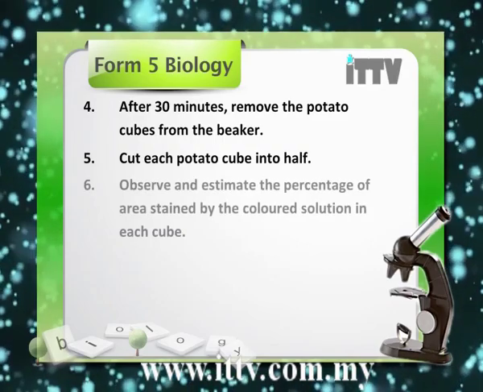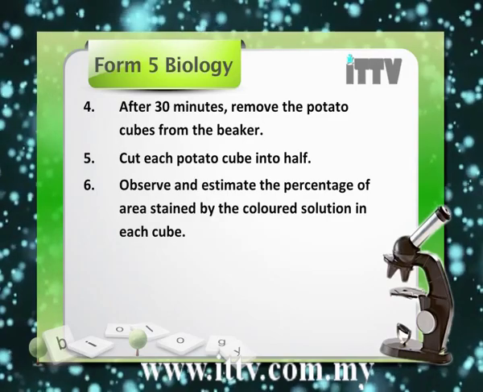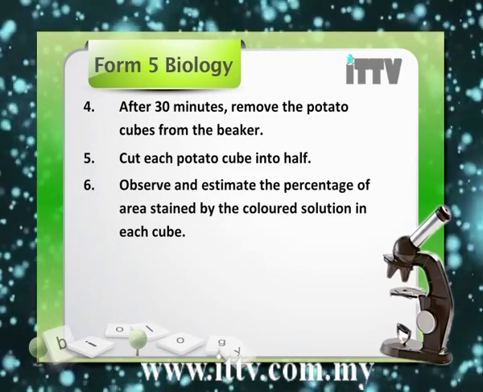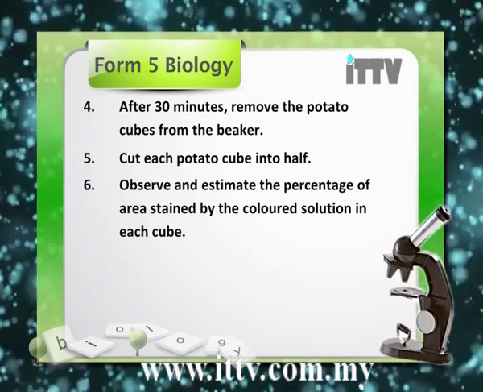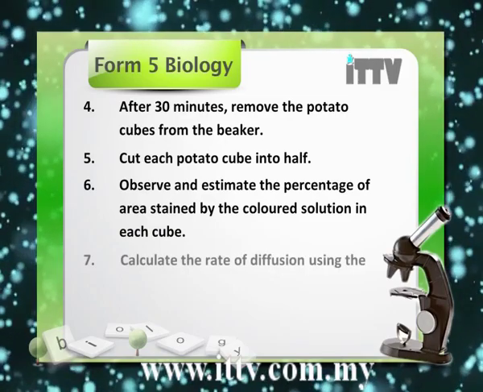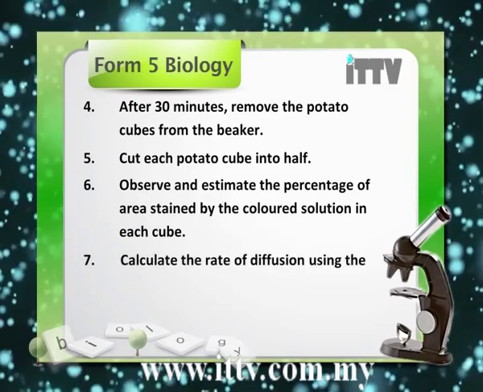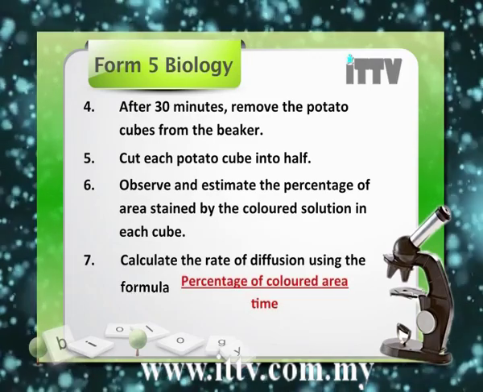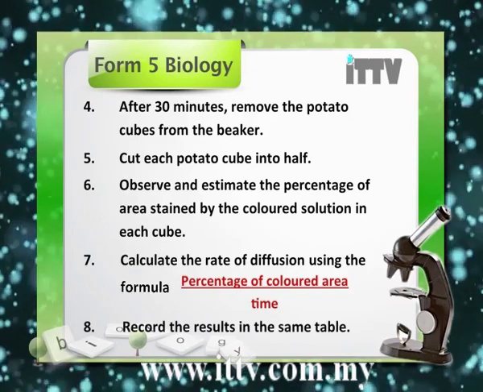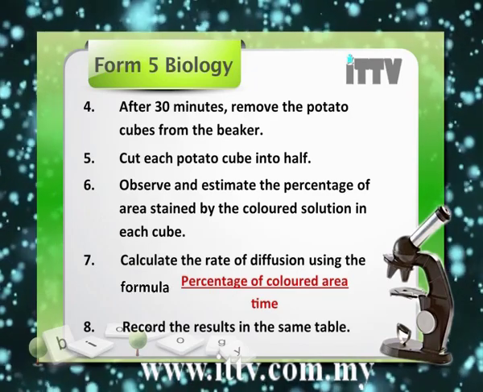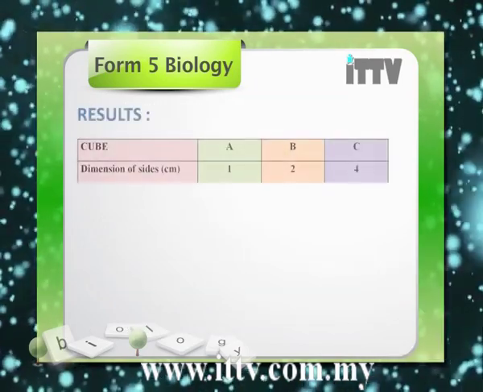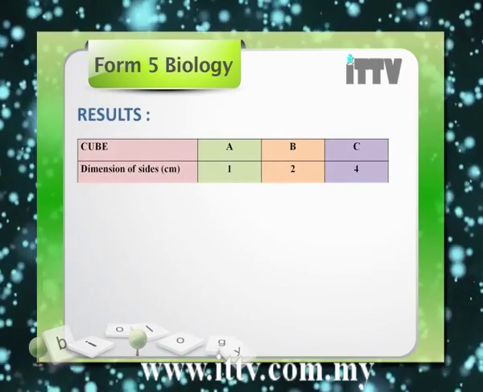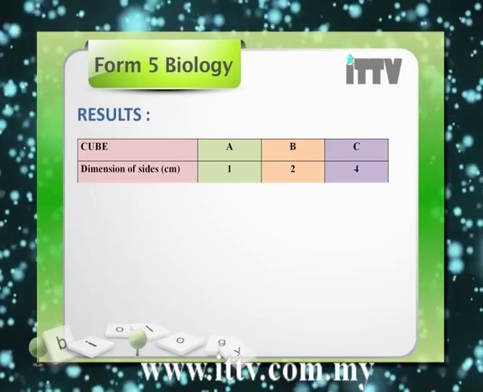Let us take a closer look and estimate the percentage of area stained by the colored solution in each cube. We can now calculate the rate of diffusion using the formula percentage of colored area over time. These results are also recorded in the same table. Now we can see the results exhibited in a table.